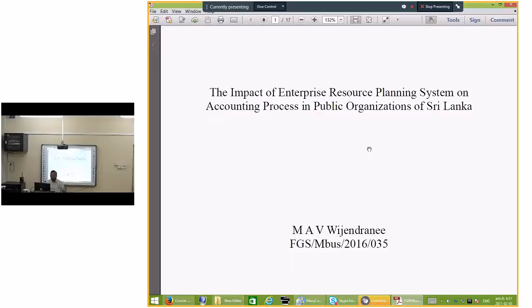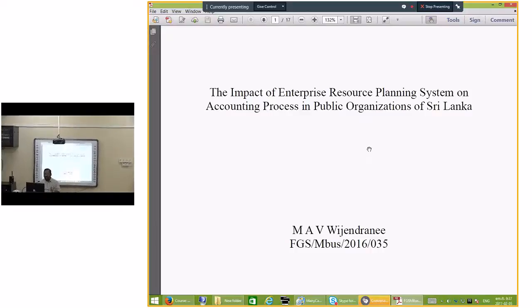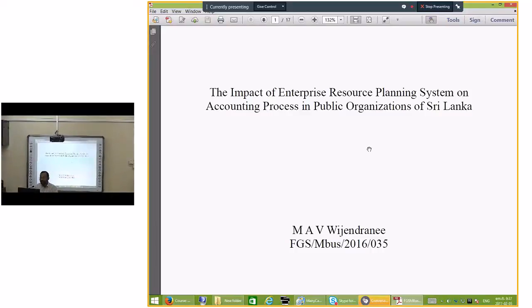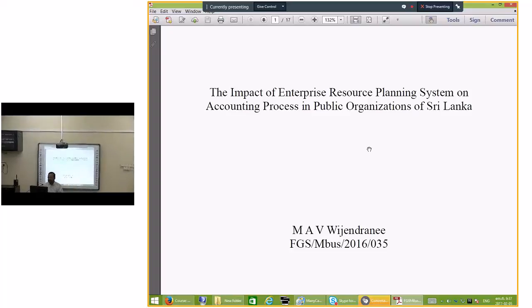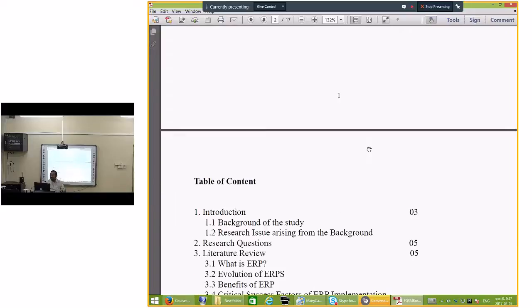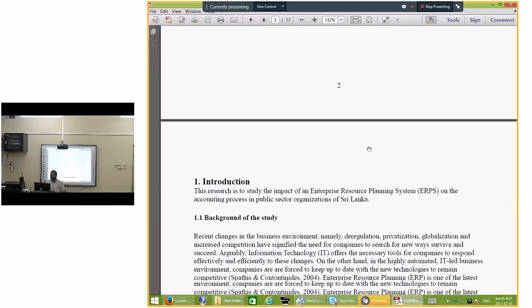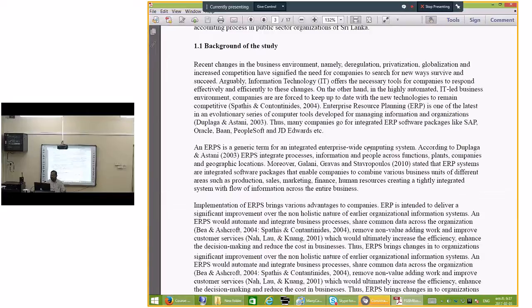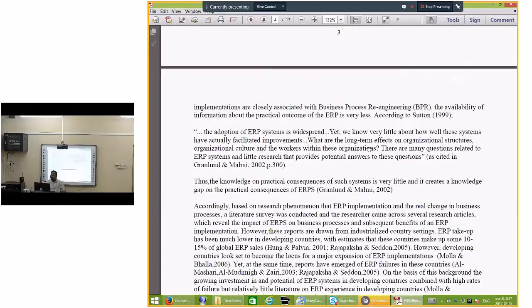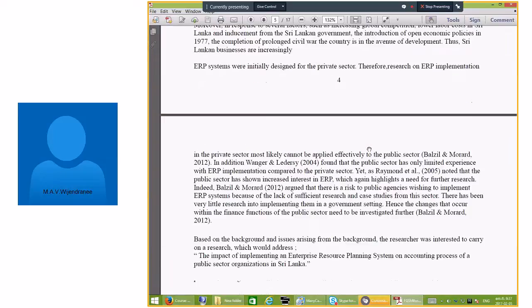Previously you have to identify the weaknesses, then identify the objectives of the new system, and later on you have to see whether the objectives have been achieved or not. It is very simple. Then the methodology.